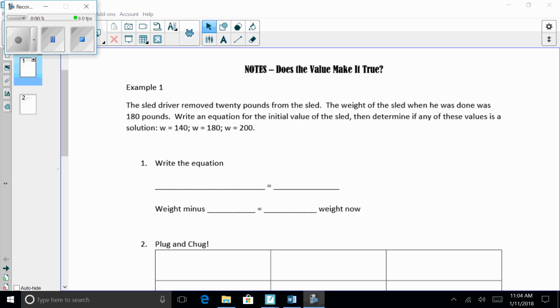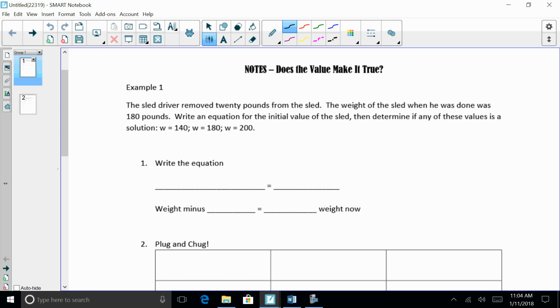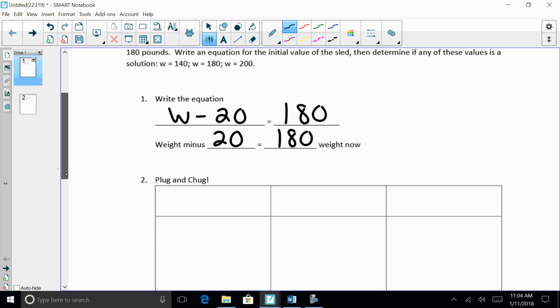So we're going to start with our equation. We know that we have a weight, but the weight is unknown, so I'm going to use that as W. And we're going to subtract 20 pounds from the sled, and we're left with 180 pounds for the total weight. So we have the weight minus 20, and then the weight now is 180. Okay, so there's our original equation written on top.